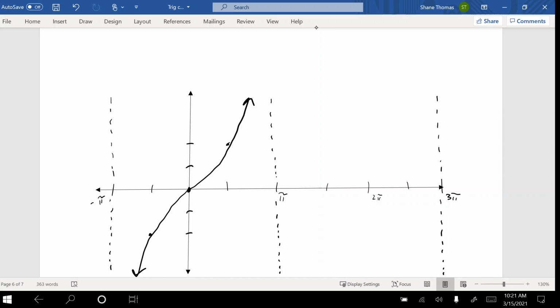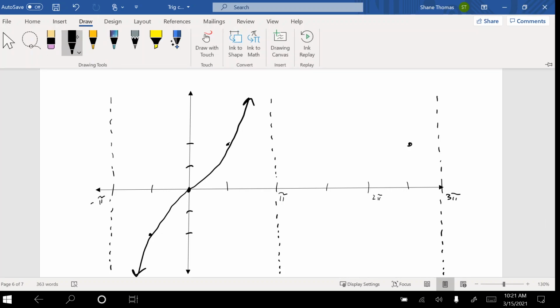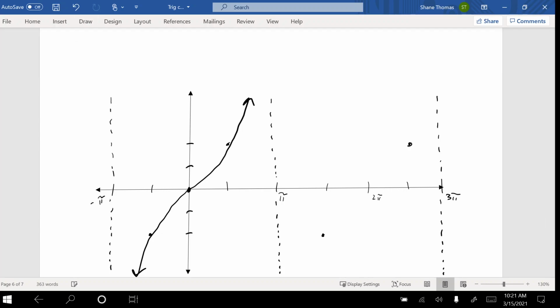Okay, so 2, negative 2. Missed that point. Here. 0. Boom. Boom. There you go. That is the 2 tangent of x over 2 graph from negative pi to 3 pi.